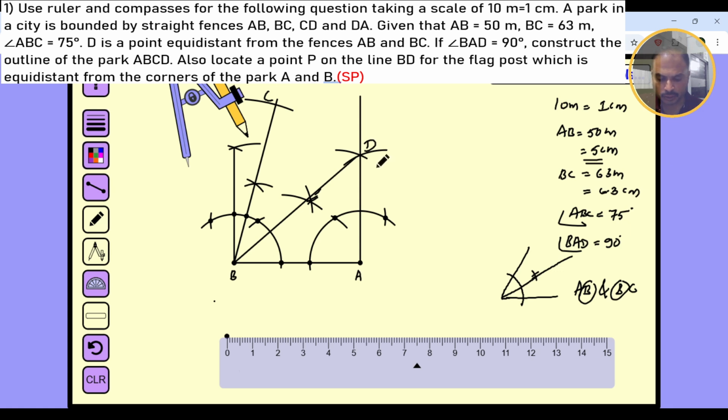Clear? So also locate the point P which lies on BD. Okay, so first locate D. What is D? D is equidistant from the fences AB and BC, and BAD is 90 degrees. So now this is nothing but the rectangular park, whatever I'm supposed to get. Okay, so after that, construct the outline of the park ABCD.